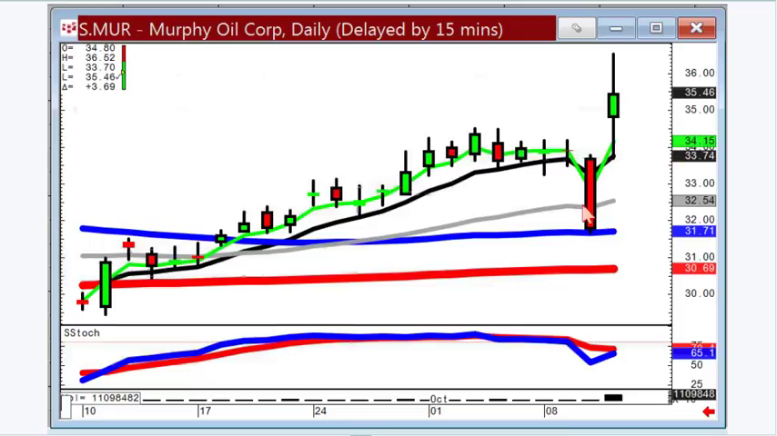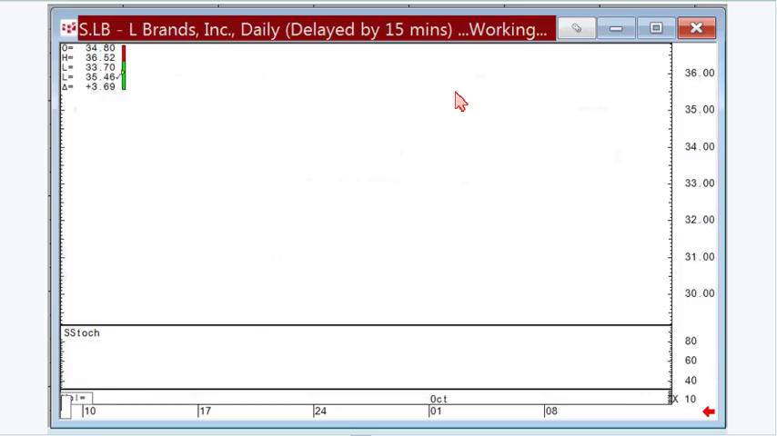Let me do a few, so here is Murphy. It's got a kicker, what I call a kicker type signal. True kicker would have been here trading up, but the fact that they gapped it up, used the T-line as support, that still implies there's going to be more upside.